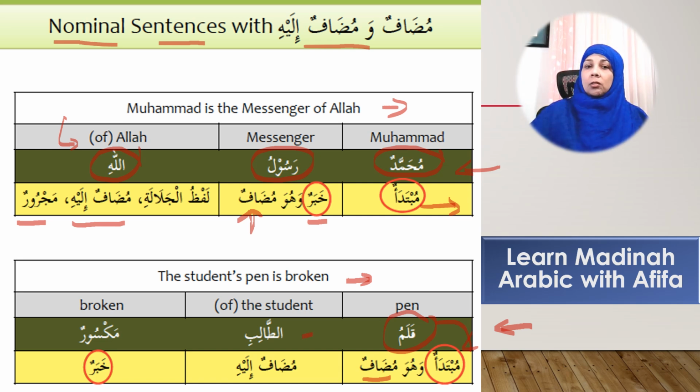It is at-talibi, because we're talking about the pen of the student, right? Again, pen is definite, because it is mudaf to at-talibi, which is definite. So mudaf ilayhi has a kasra, right? Because that's the sign of the mudaf ilayhi, that it is going to bear a kasra. So at-talibi maksurun, and maksurun is the khabar, it is the news.